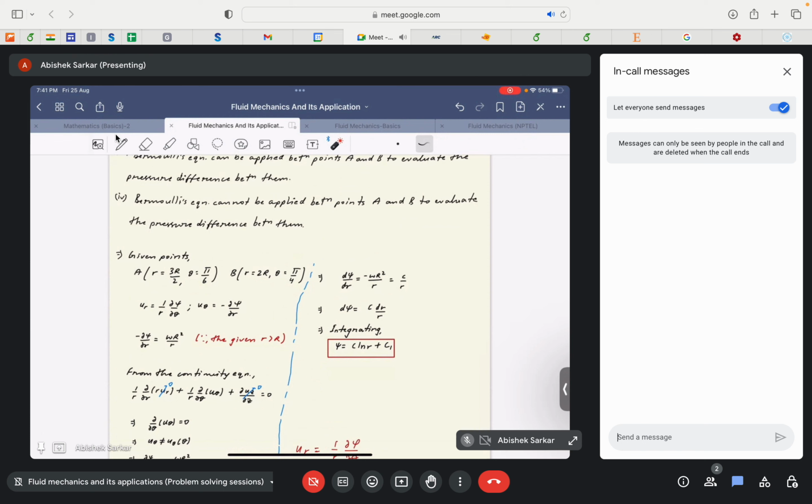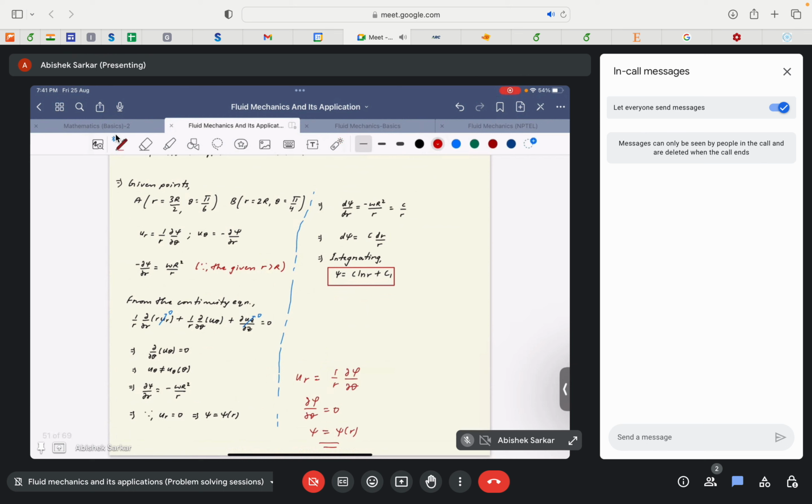Since these 2 points are at different radial distances, they should lie on 2 different streamlines. So we can conclude that A and B lie on 2 different streamlines.